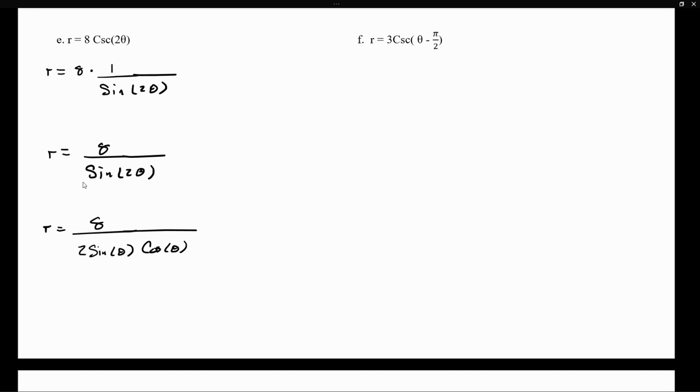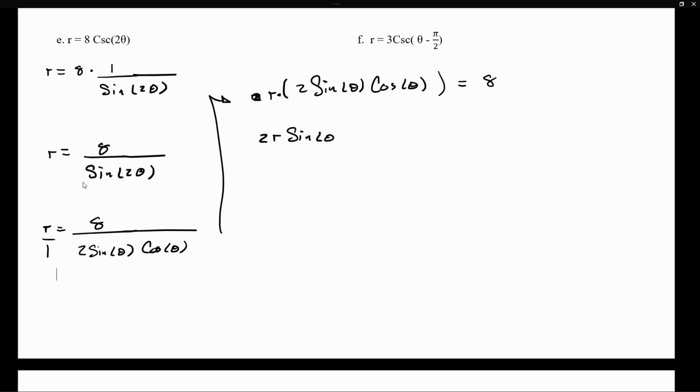So now notice there's a lot of things that we can do with this expression, but I can just perform a cross multiplication. Let me get rid of the fraction, and let's play around with some linear expressions here. So now we're going to have r times the whole function, 2 sine cosine, equals 8. Notice that this r is just multiplying the whole expression, so perhaps I can rewrite it as 2r sine of theta cosine of theta equals 8.